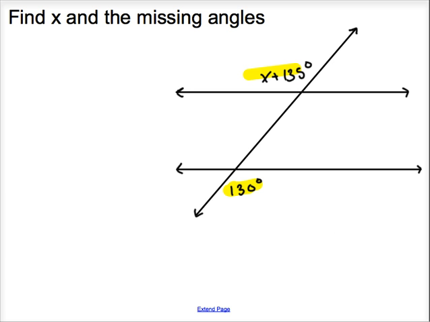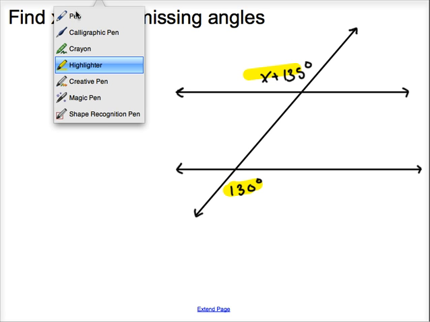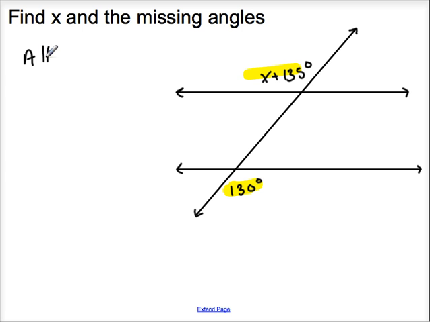They're alternate interior angles. Excellent. Alternate interior or alternate exterior angles? They're on the outside. And what do we know about alternate exterior angles, assuming that the two lines are parallel cut by a transversal? That means the alternate exterior angles are what to one another? Congruent. Very good.